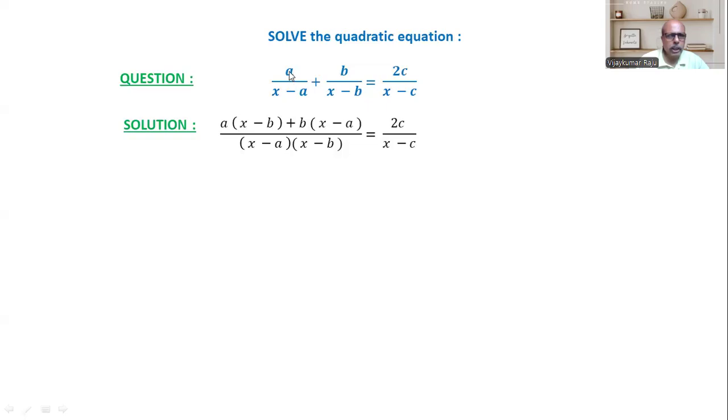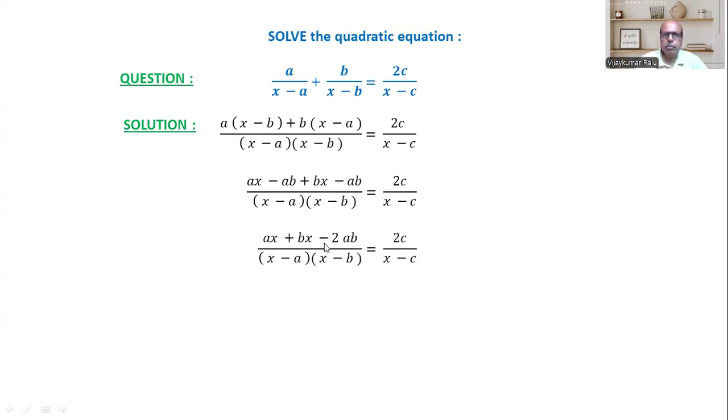So we are taking the LCM. So a into x minus b plus b into x minus a upon x minus a, x minus b is equal to 2c upon x minus c. Let's open the bracket. A into x, ax minus ab. So it will be ax minus ab plus bx minus ab upon x minus a, x minus b. This is the LCM of this expression, equal to 2c upon x minus c. Minus ab minus ab becomes minus 2ab. So it will be ax plus bx minus 2ab upon x minus a, x minus b is equal to 2c upon x minus c.